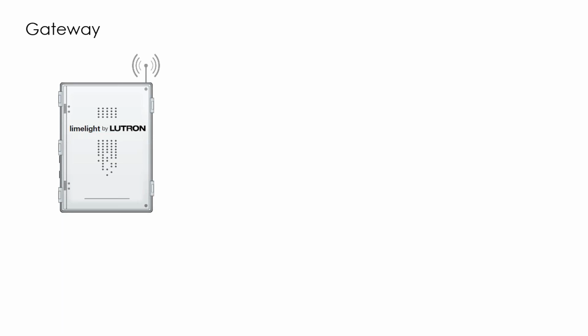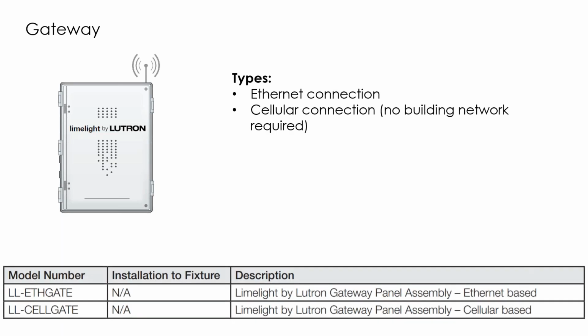Number 1, the gateway. The gateway is available in 2 models. One has an Ethernet connection, and the other has a cellular connection. The advantage of the cellular connection being that you don't need to run wires to provide a network connection for that gateway. This is especially preferred in areas where it's difficult to get networking to your system.